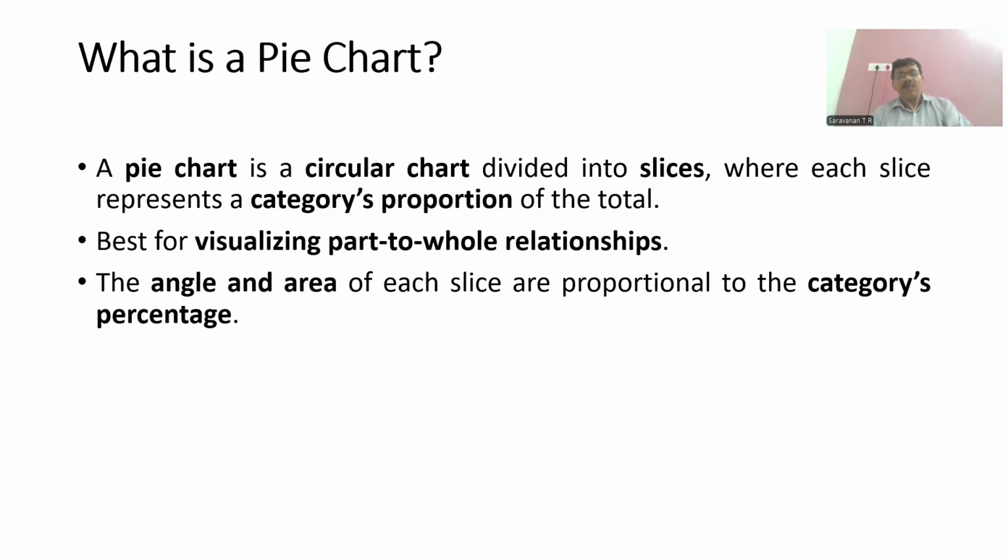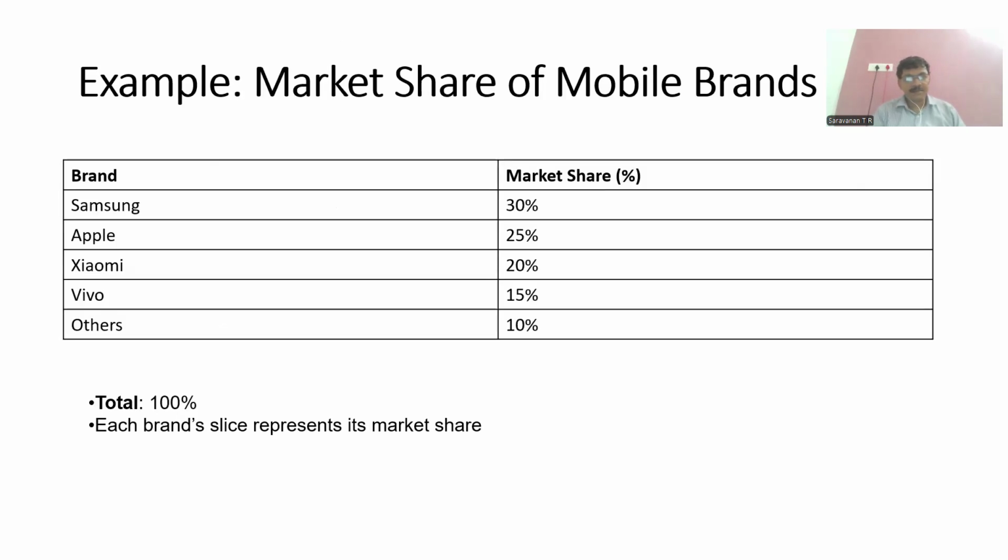In Python, libraries like Matplotlib make it simple to create pie charts with labels, percentages, colors, and customization. They are ideal for showing market share, survey results, budget allocation, and other data where part-to-whole relationships need to be visualized clearly. Angle and area are used, so the slice is proportional to the category's percentage.